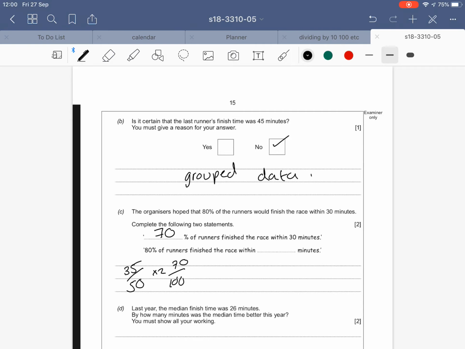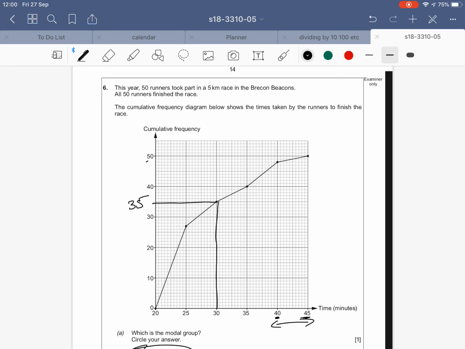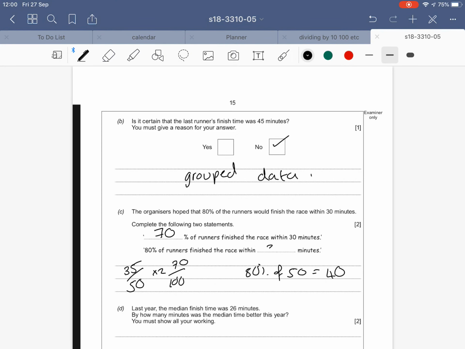80% of the runners finished the race within how many minutes? So we want 80% of the total, which is 50, so that's 40. So you're going to go from 40, read down, and you get 35.